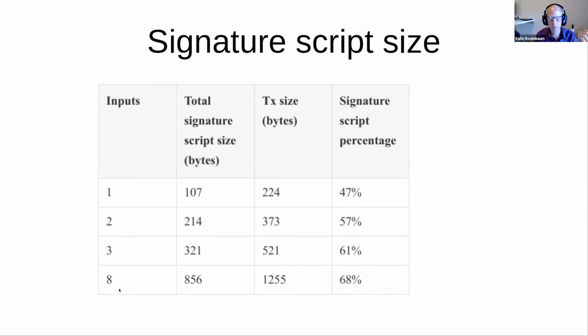And if you have 8 inputs, the signature script percentage is 68%. So it's a substantial amount of data compared to the whole transaction that's made up of signature data. So it would be great if we could remove the signature data so that we don't have to send that data to the lightweight wallet.